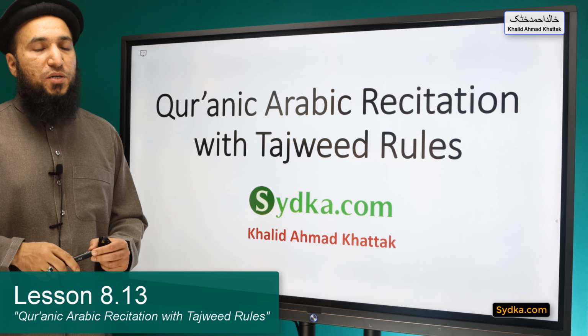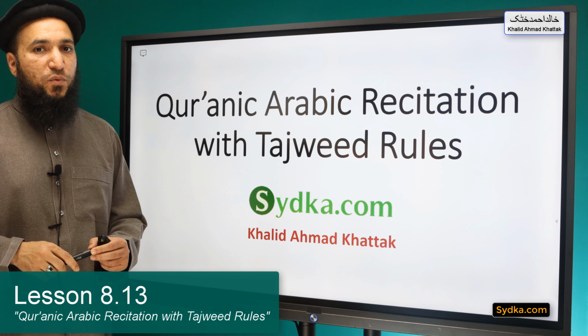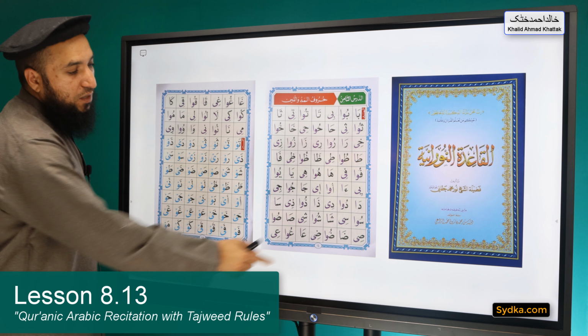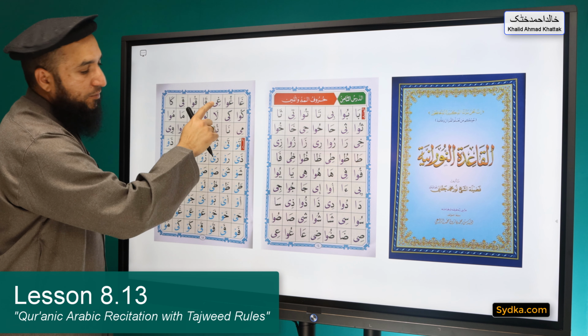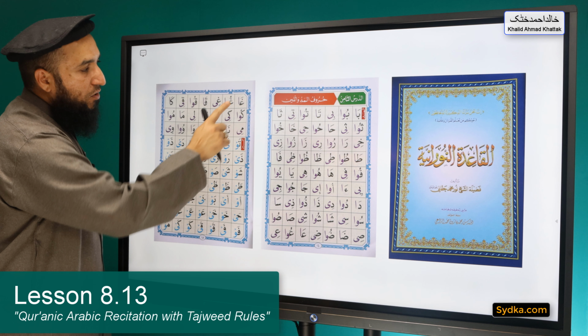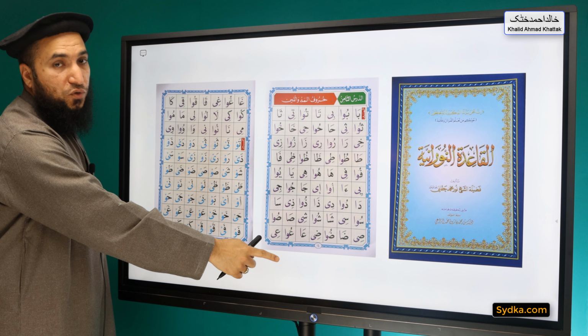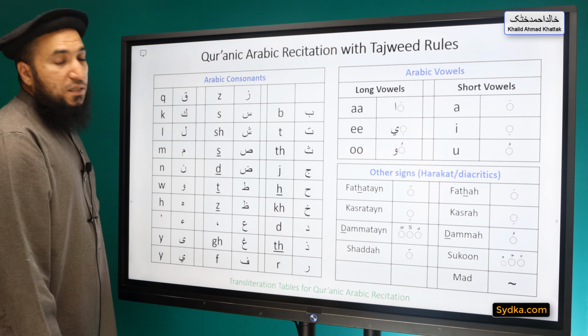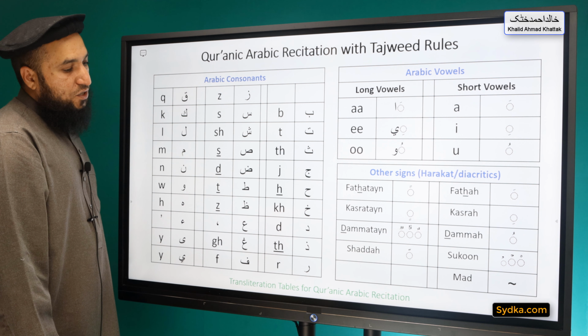Welcome back to another session of Qur'anic Arabic recitation with Tajweed rules. In this session, we will be studying another 9 syllables. That's from here until there. Dad, Ain, and Ghain. It is on page number 14 and 15 of Al-Qaeda Nuraniya. This slide is just a reminder for transliteration purposes.